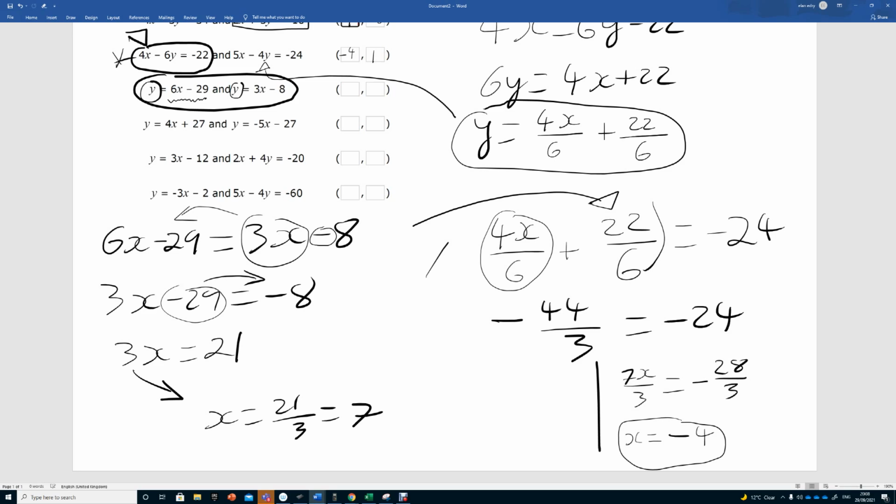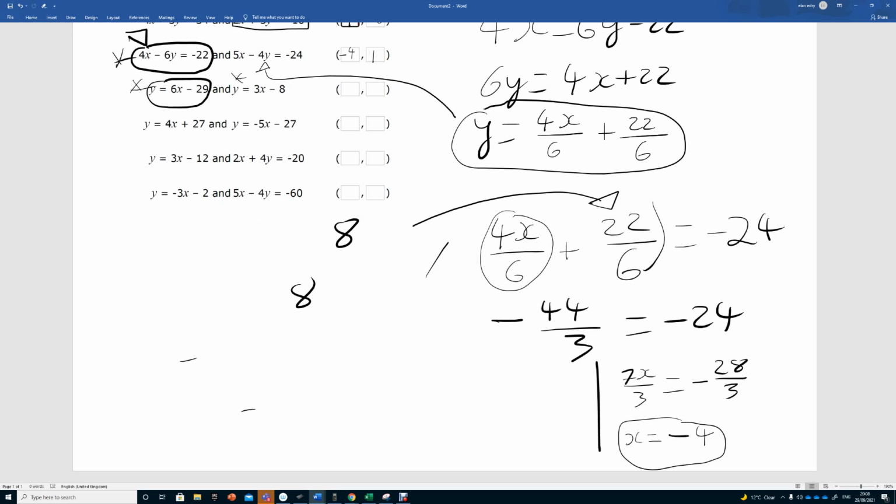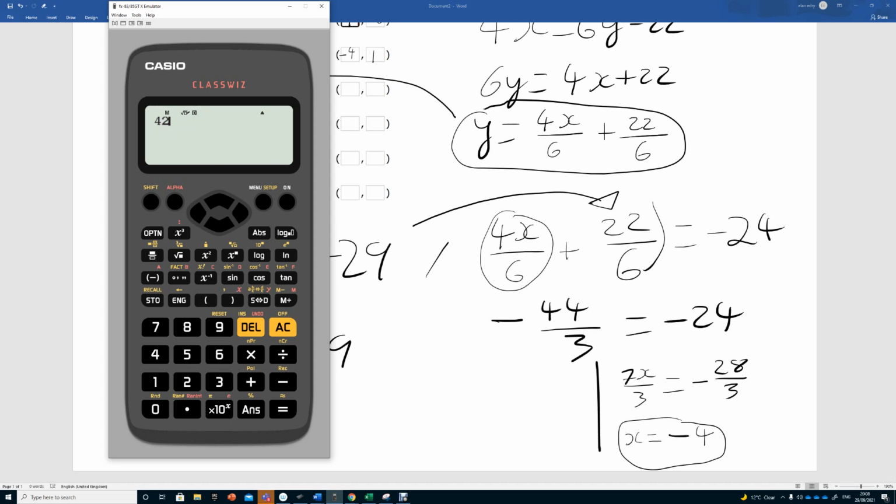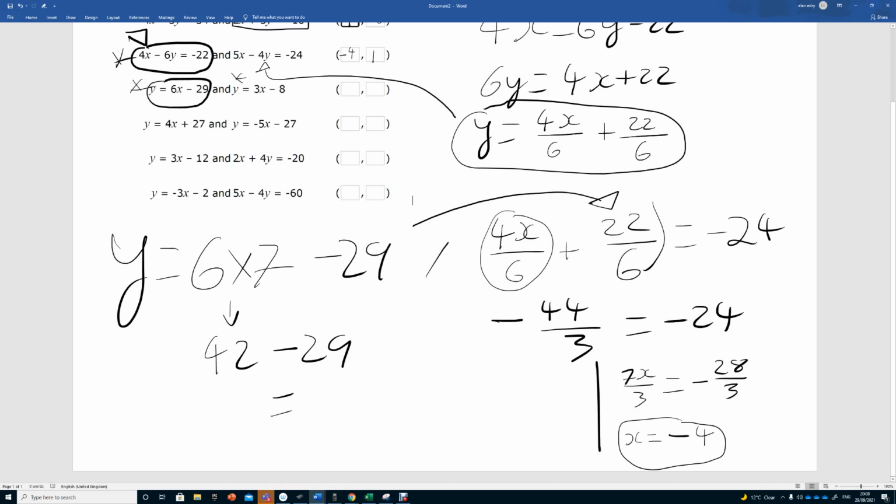And then you sub that back in to either one of these equations. I'm going to use the first one, and that will give you y. We know x is 7 now. So we can say y equals 6 times 7, and then you take away 29. 6 7s are 42, take away 29, which would be 13. So y equals 13. So we say there that x was 7, y was 13, so that'll be our point of intersection.